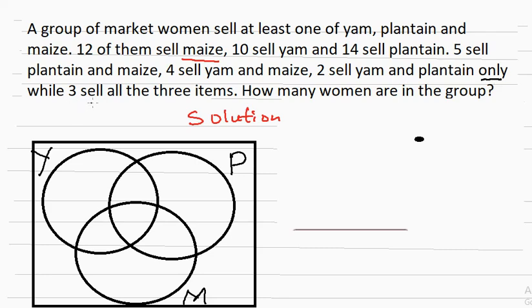Why 3 cells, all the 3 items? So I will write this one down because this one is for the intersection of the 3 sets. Write this one down because it will help you to get the others. All right. So 3 is where we have the intersection of Y, P, and M.